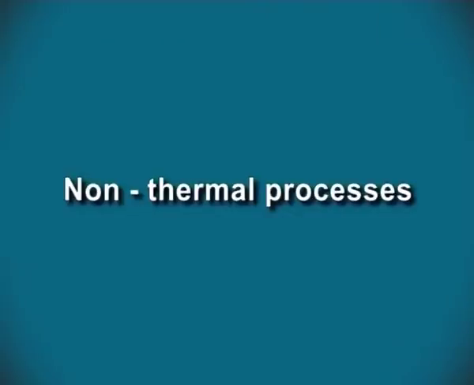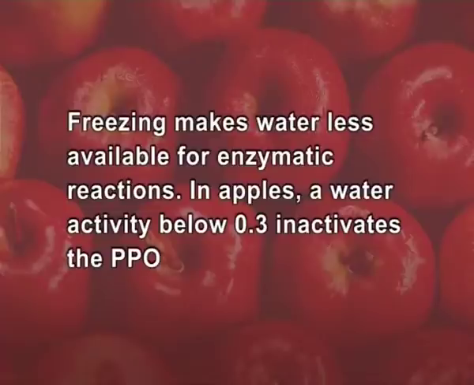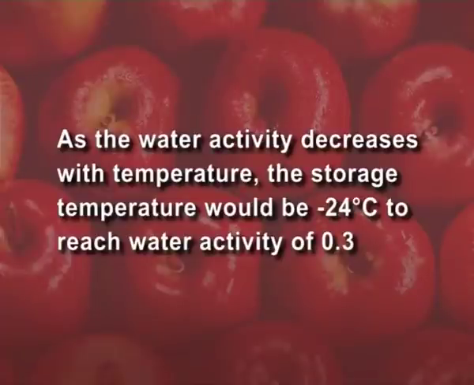Let us now learn the non-thermal processes. Refrigeration and freezing. Refrigeration delays the browning reaction, whereas the freezing technique is often used to stop the browning reaction in fruits. Freezing makes water less available for enzymatic reactions. In apples, a water activity below 0.3 inactivates the PPO. As the water activity decreases with temperature, the storage temperature would be minus 24 degrees Celsius to reach a water activity of 0.3.